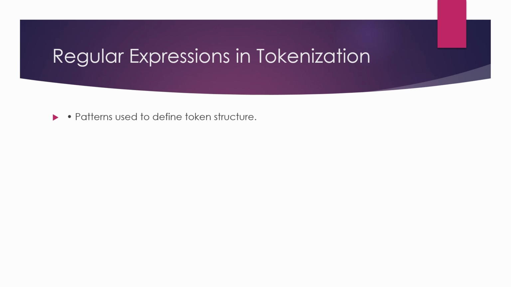Regular expressions are crucial when defining patterns for tokens. They help match specific character sequences in the source code. For example, we use regular expressions to identify keywords, identifiers, numbers, or operators in the text.